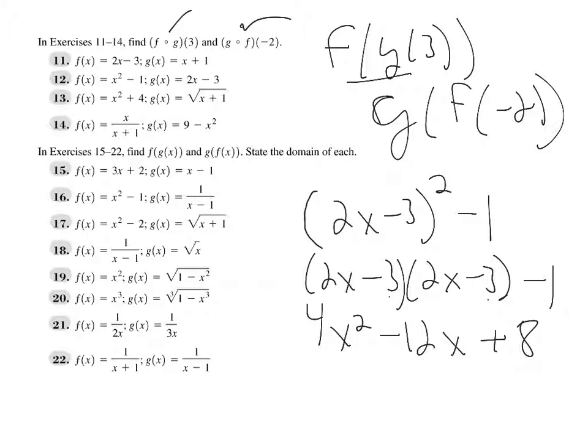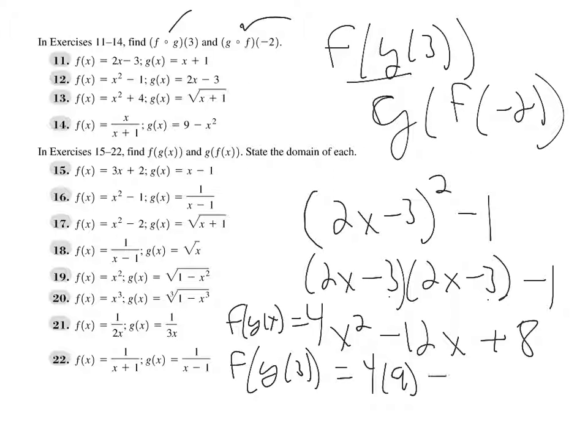And now, here's my f of g of x, and I could now evaluate f of g of 3. I could drop in 3 and say it's 4 times 9, because 3 times 3 is 9, minus 36, because 3 times -12, plus 8. And 4 times 9 is positive 36, minus 36 is 0, so plus 8. So this first part is equal to 8. And that certainly works. It's a lot of work, though.